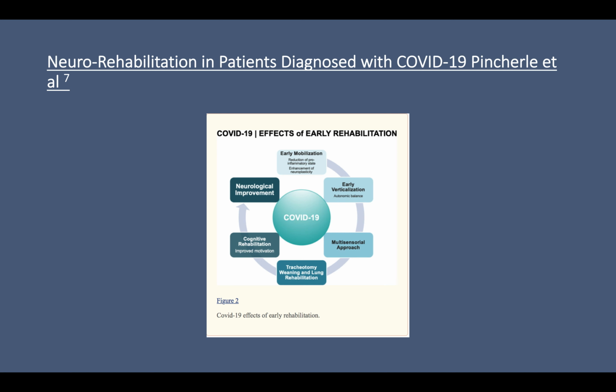This is a little flow chart that the study posted, and it starts with early mobilization and the effects of what it does. The biggest thing I saw is that you were able to get tracheostomy weaning, lung rehab, and a decrease of supplemental oxygen being used, causing cognitive rehabilitation and overall neurological improvement. And this is all because of the enhancement of neuroplasticity. So this is just a positive feedback loop showing that early mobilization causes neuroplasticity and neurological deficits are diminished.